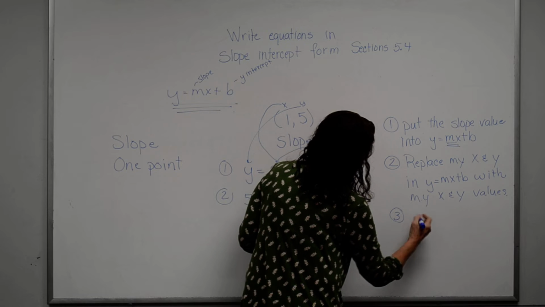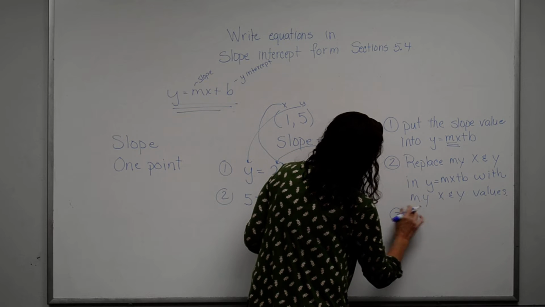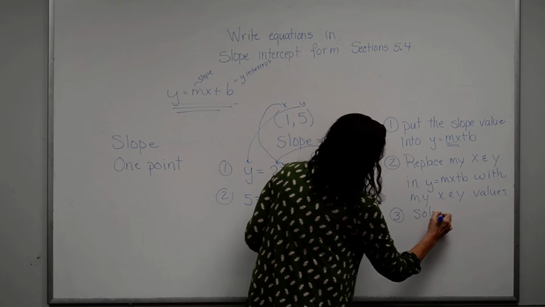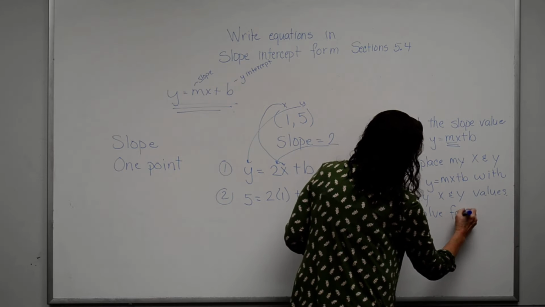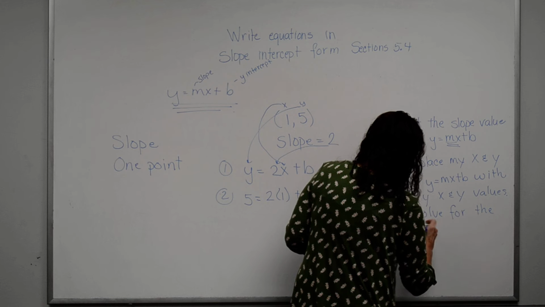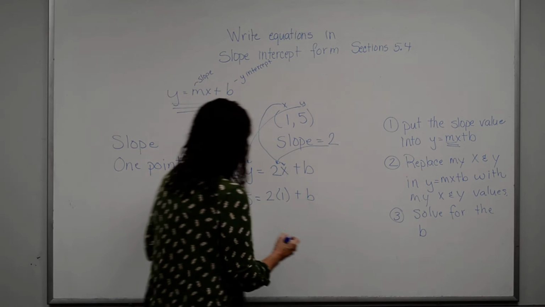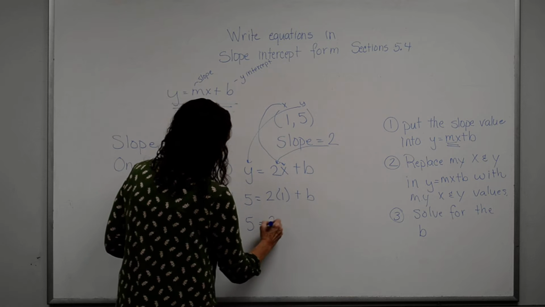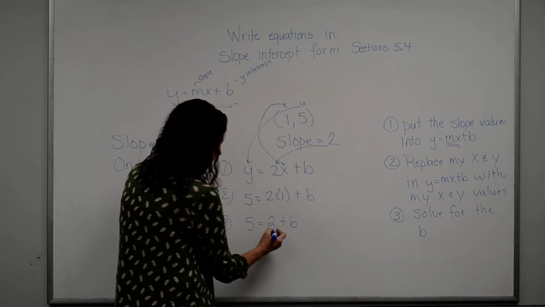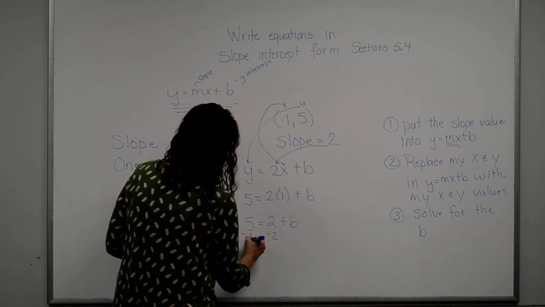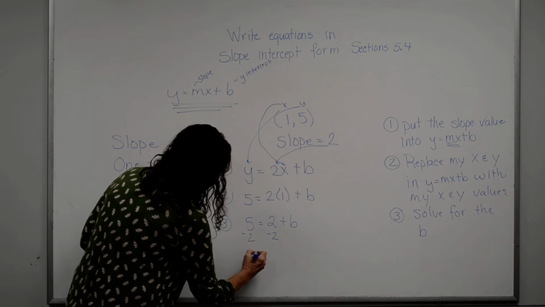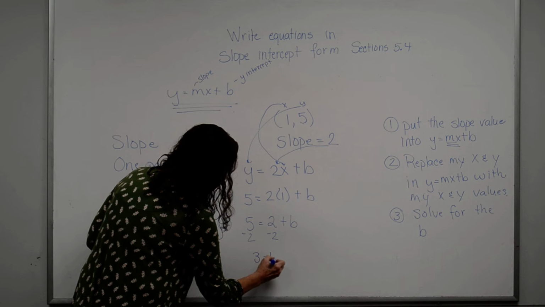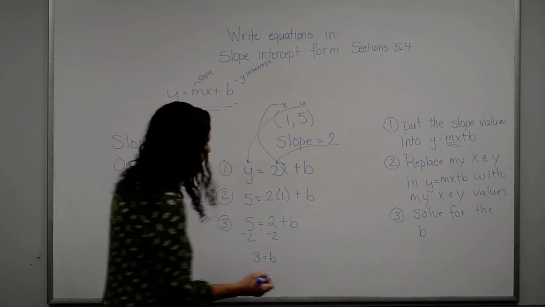My third step is solve for the b. Okay, so come down here. 5 is equal to 2 plus b. I'm going to subtract 2 from both sides. So I've got 3 equals b. So I've done step 3.